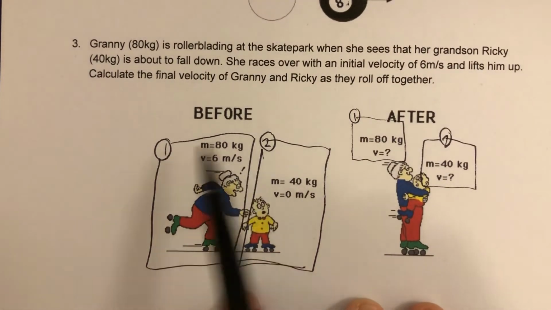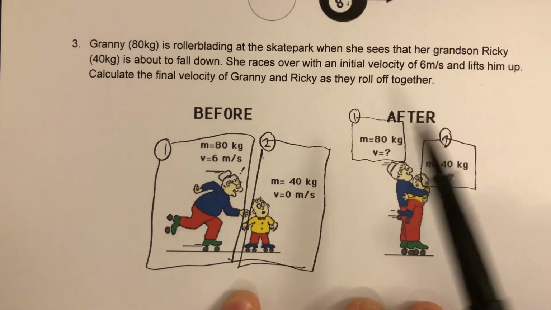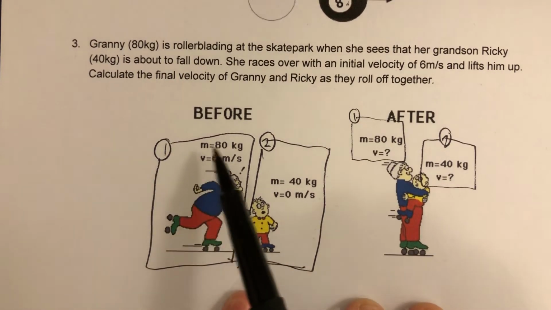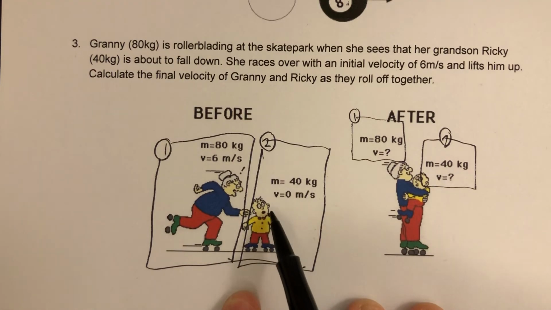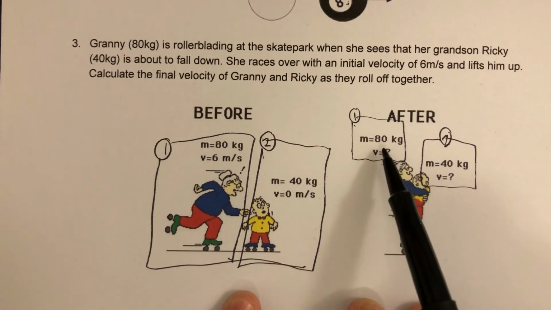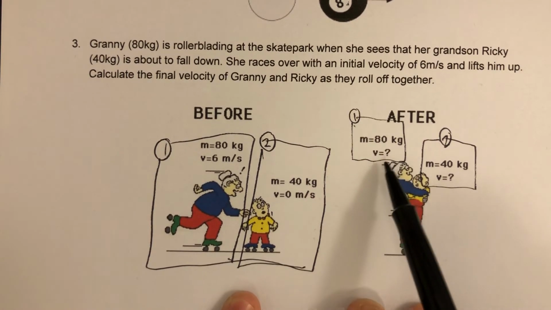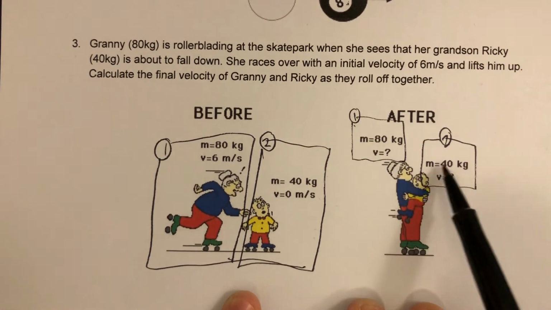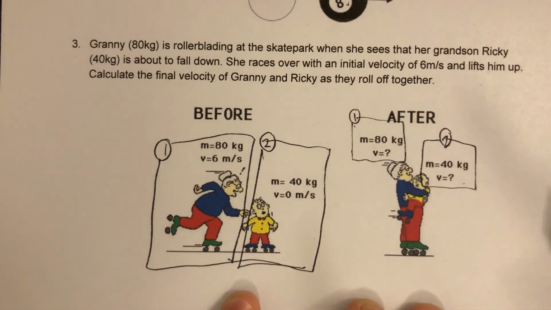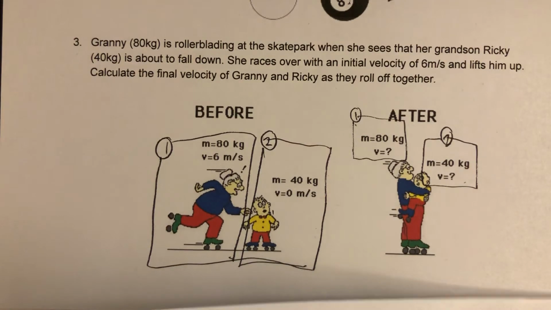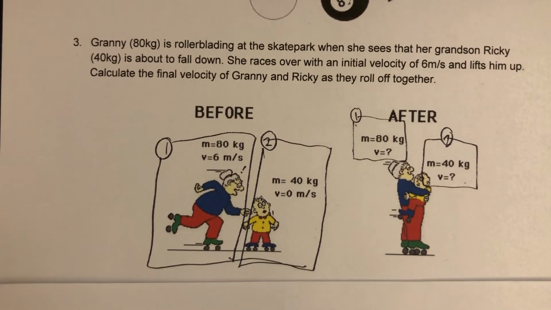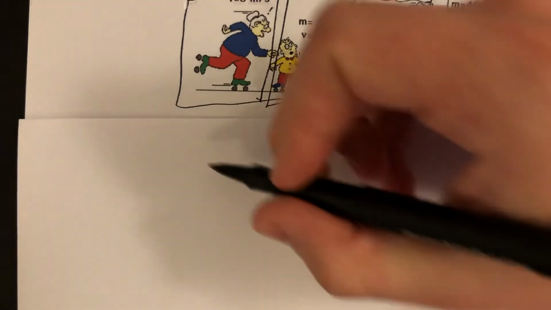So all the numbers over here are our initial values. All the numbers over here are the final values. So M1 is 80, V1 initial is 6, M2 is 40, V2 initial is 0 because Ricky starts at rest. M1 final is, well, it's still 80. V1 final is unknown, M2 is 40, and V2 final is also unknown. So the tricky thing about this problem is we have 2 unknowns, but we'll find out in a second that it's not really true. We don't really have 2 unknowns, it's just 1. Once again, we're starting with the conservation of momentum.